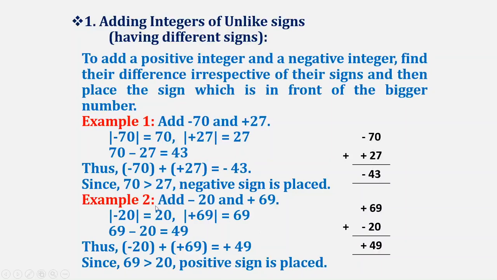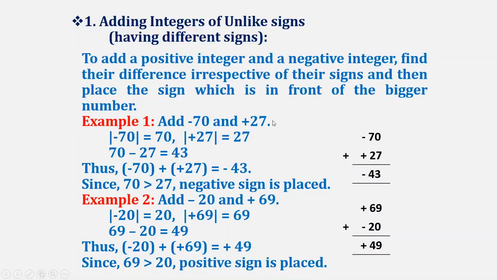If you take a second example here, add minus 20 and plus 69. First we have to subtract the smaller number from the bigger number, which is 49, and put the sign which is in front of the bigger number. Here bigger number is what here? 69. So put the plus sign in front of the answer. So since 69 is greater than 20, positive sign should be placed in front of the sum.